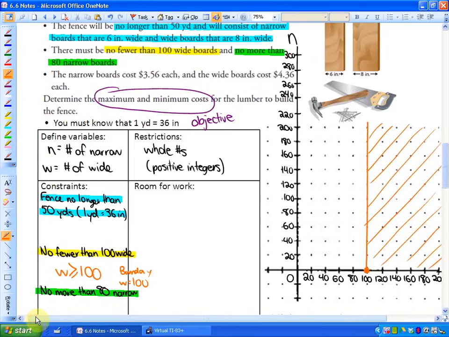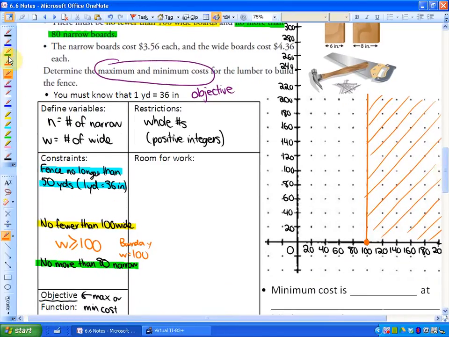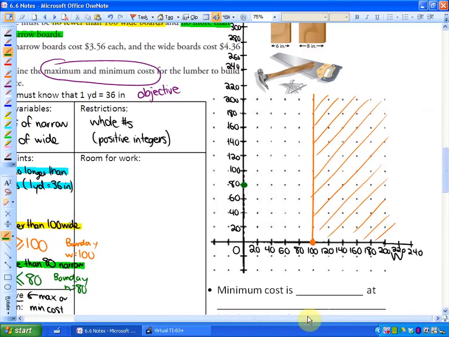The next constraint was no more than 80 narrow boards. So that would look like this, that the narrow boards have to be less than or equal to 80. Your boundary for that particular constraint would be where n is equal to 80. So n is equal to 80 here. So here would be your boundary line, and if you're not allowed any more, that would be below 80.